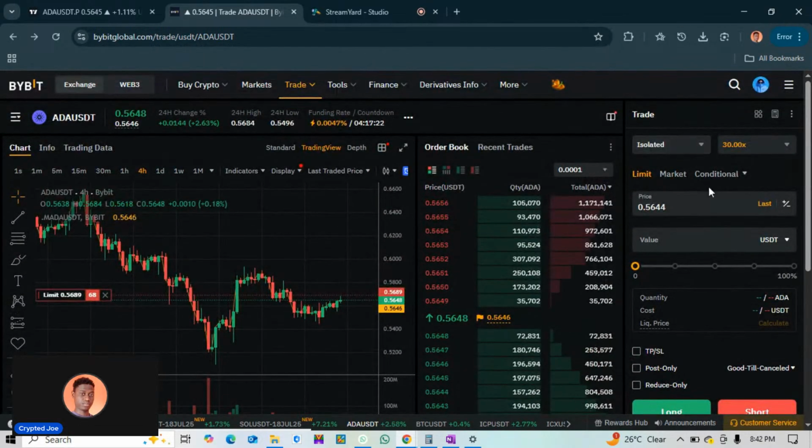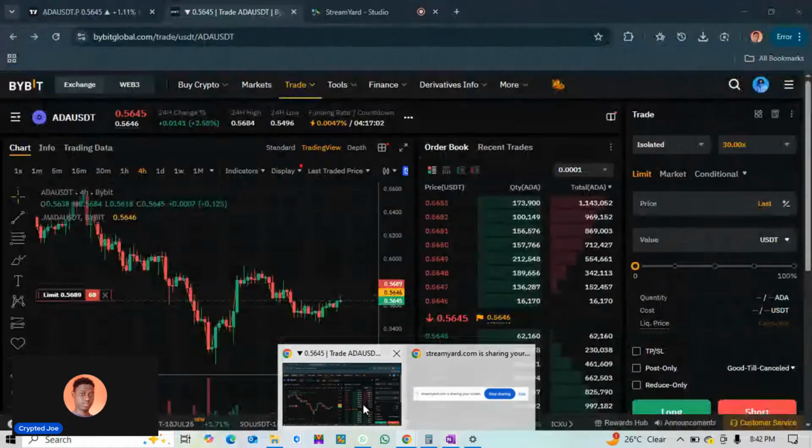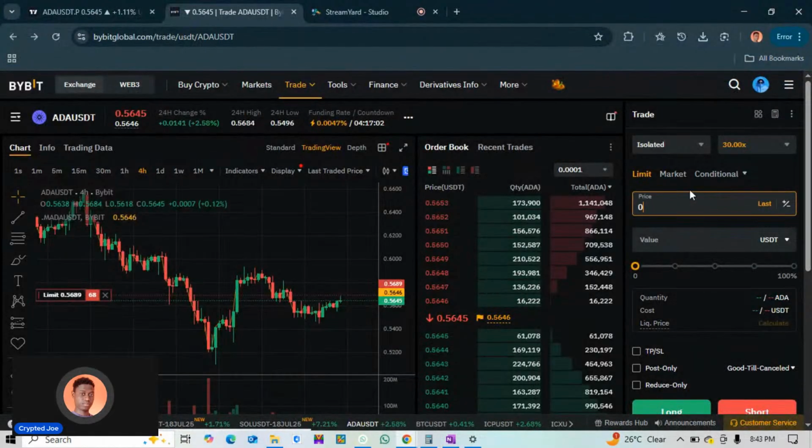Now, based on my stop loss percentage and my risk amount, I got 39 as my order value. So first of all, I'll place my entry here. My entry on the signal is 0.5689. I hope you're all following. This is the entry on the signal.